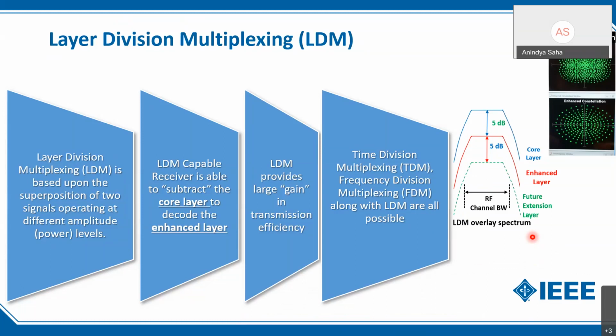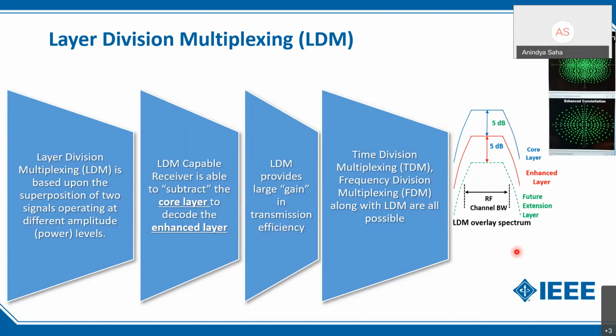where the lower story is the enhanced layer and the upper story includes the core layer, and you're delivering more passengers, which means higher service throughput, but within the same footprint or the same spectrum. And that is why it provides a large gain in transmission efficiency.